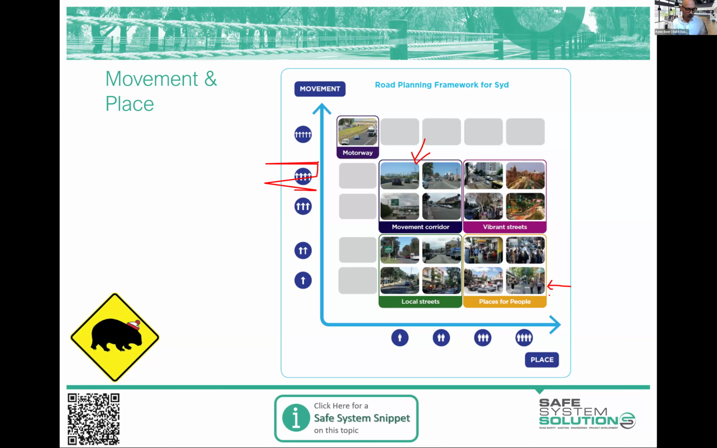So when we do a safe system assessment, we're looking at what is the strategic objective of this area, this road, this route. And then what can we recommend that aligns highly with safe system principles, but also facilitates that strategic function?